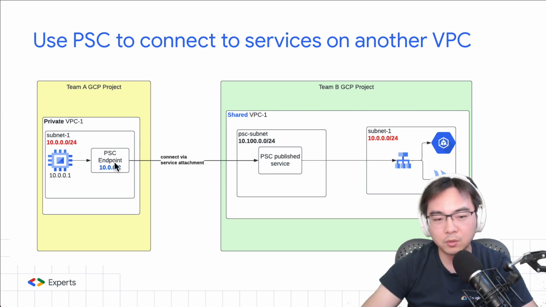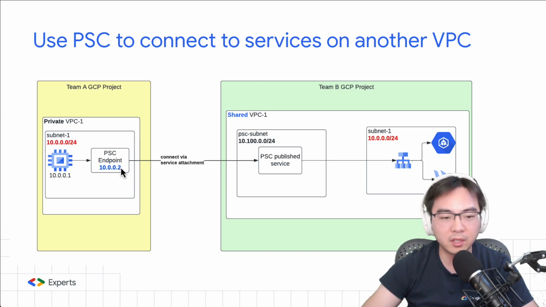This endpoint will allow you to connect to your public service. Each public service will generate something called a service attachment. That service attachment has a unique URI, right? So that one is something you can include when you're creating the endpoint.